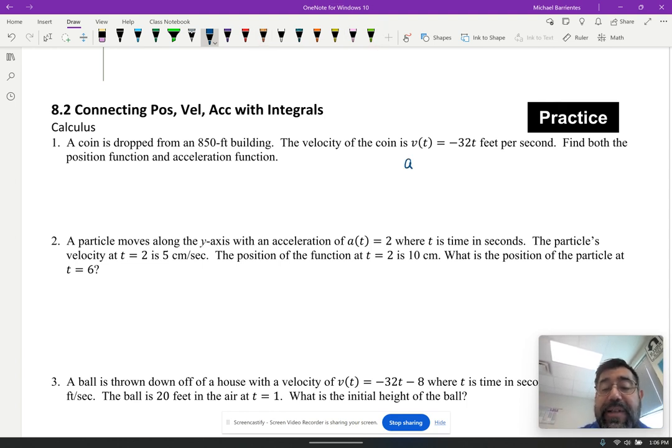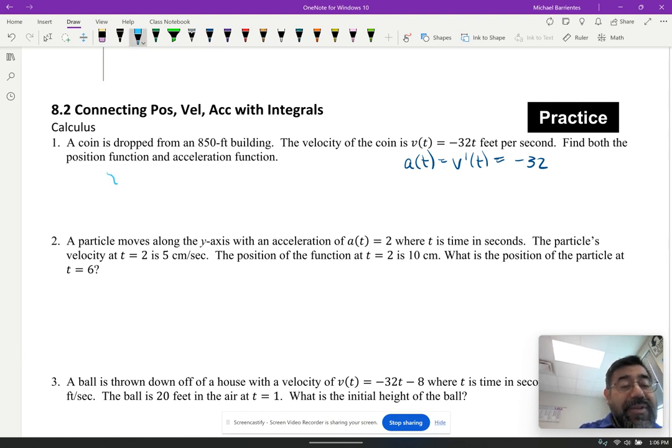I can find the acceleration because the acceleration is just the derivative of the velocity function. And the derivative of negative 32t would be negative 32. I'm done. I need to find the position function. The position function is the antiderivative of the velocity. So I'm going to take the antiderivative of this, which would be negative 32 times t squared over 2 plus c.